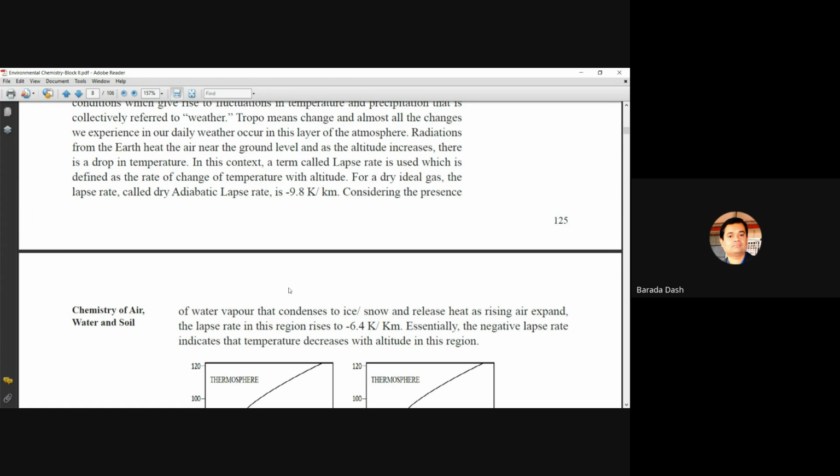For a dry ideal gas, the lapse rate is called the adiabatic lapse rate. The dry adiabatic lapse rate is minus 9.8 degrees Kelvin per kilometer. That means if you go 1 kilometer above the surface in the troposphere, you will get a change in temperature of about minus 9.8 degrees Kelvin per kilometer. So as you go higher and higher, you will feel cooler and cooler. That is called the adiabatic lapse rate.